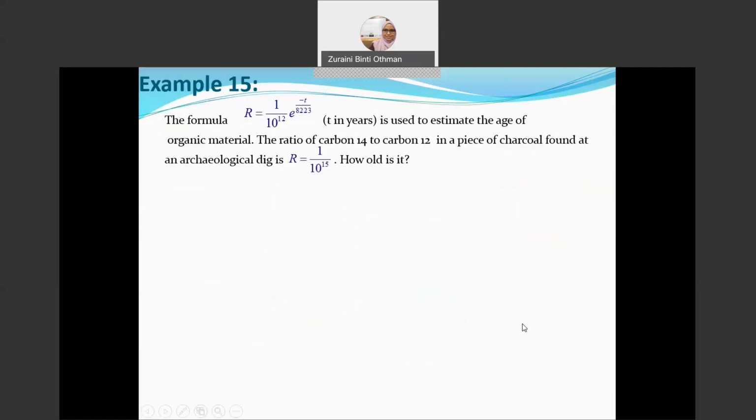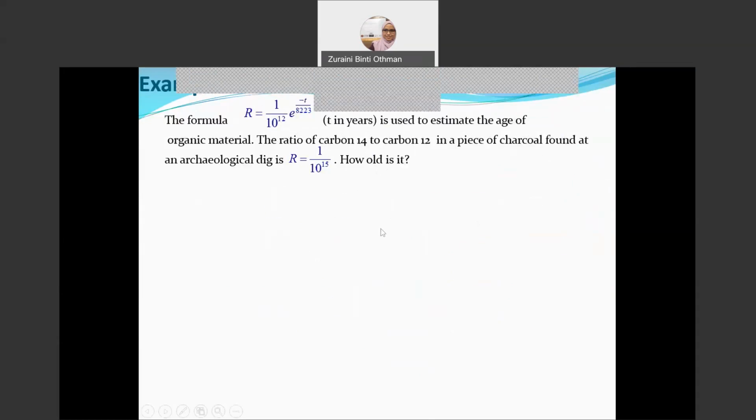The second example for application problem is this. When we have R, and this is the equation, then they give you information about this and they want to know, then it state that T is in years. So now this is the carbon ratio 14 to 12, then dia nak tahu berapa umur dia, maksudnya dia ambil masa berapa lama. Okay, berapa umur dia.